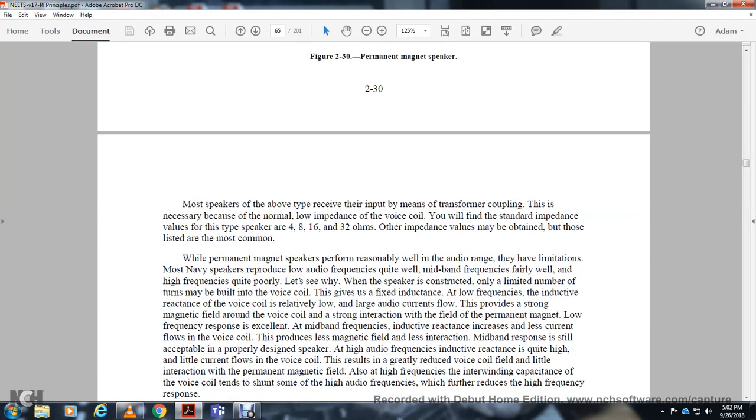Most speakers of the receiver type have the input coupled by means of a transformer. This coupling is necessary because of the normally low impedance of the voice coil, which will fit the standard impedance value with the type of the speaker: 4, 8, 16, and 32 ohm. Other impedance values may exist, but these are the most common.